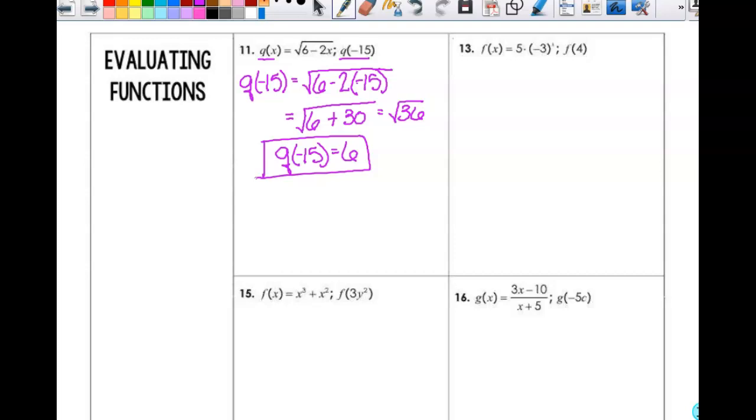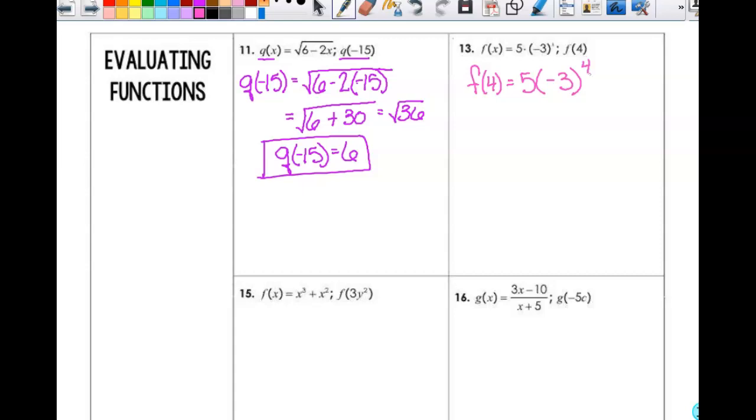All right, so let's look at number 13. I want f of 4. So f of 4 equals 5 times negative 3 to the 4th power. Now, can I start off by doing 5 times a negative 3? No. Aunt Sally says no. And I don't want you using a calculator. Remember I said I'm going to teach you how to use your brains the right way. Not the easy way, not the hard way.